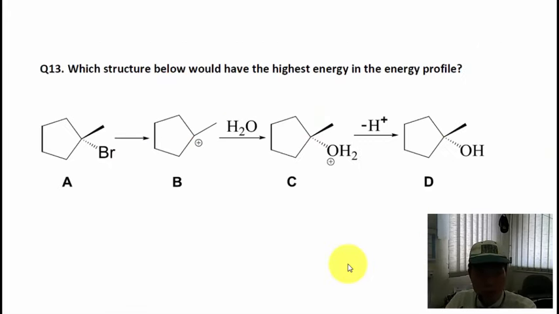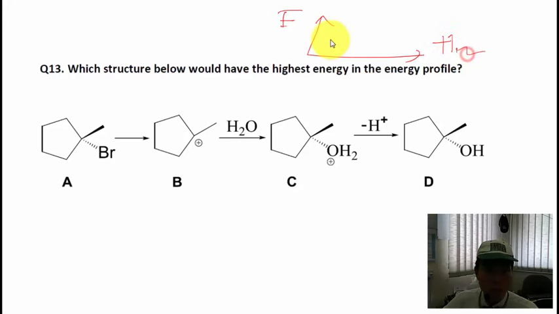For question 13, which structure below would have the highest energy in the energy profile? Okay, so energy profile, we draw the axis. What? Energy against time, right? Or the progress of reaction. So maybe for SN2 it is this. Ooh, 2-step, right? No! It is 1 step. This is SN1, you see, we have an intermediate here. So they want the highest energy.